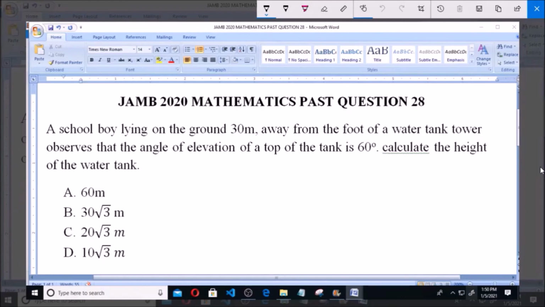A schoolboy lying on the ground 30 meters away from the foot of a water tank observes that the angle of elevation of the top of the tank is 60 degrees. Calculate the height of the water tank.